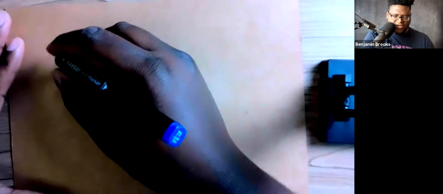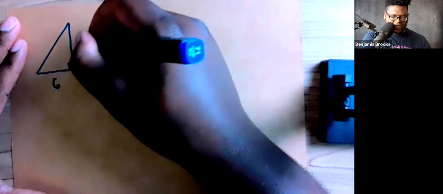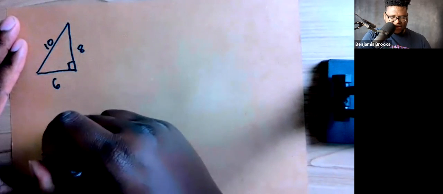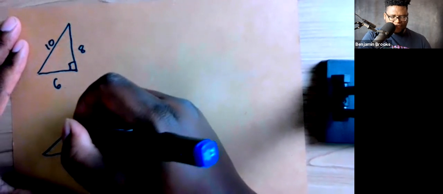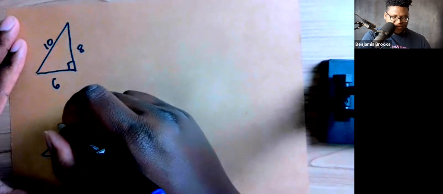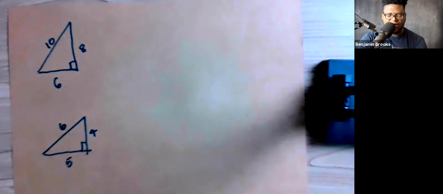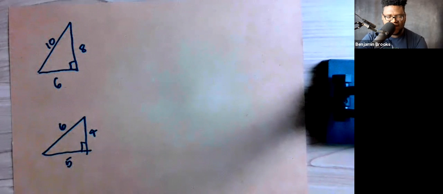So if I was given, let's say I was given a right triangle with these sides 6, 8, 10, and then another triangle with the sides 4, 5, 6. Okay. And I want to figure out whether or not these two triangles are actually right triangles or not. Because right now I'm assuming that they are, but let's see if they actually are.